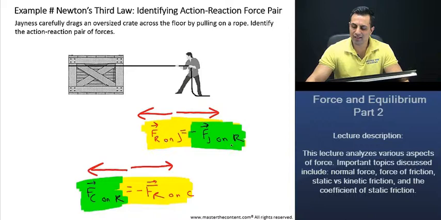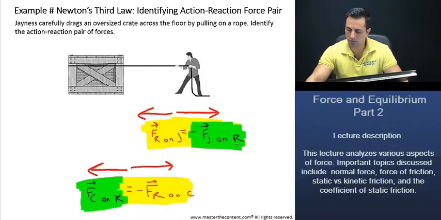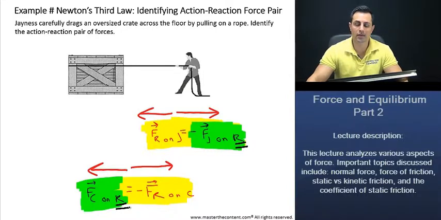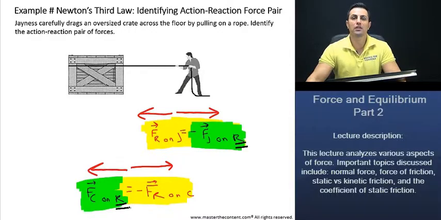We just said that action-reaction force pairs are equal and act on different objects. Let's begin with the force of Janus on the rope, and the force of the crate, which is also on the rope. Because they're not acting on different objects, they're not action-reaction force pairs.